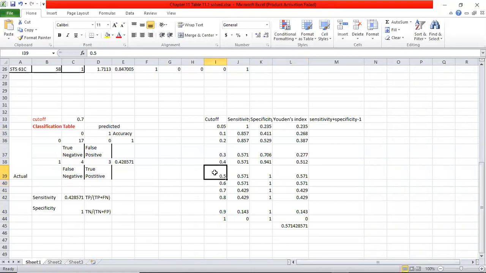That is the meaning of Youden's index. Wherever I have the maximum Youden's index, that cutoff probability I'll be taking.